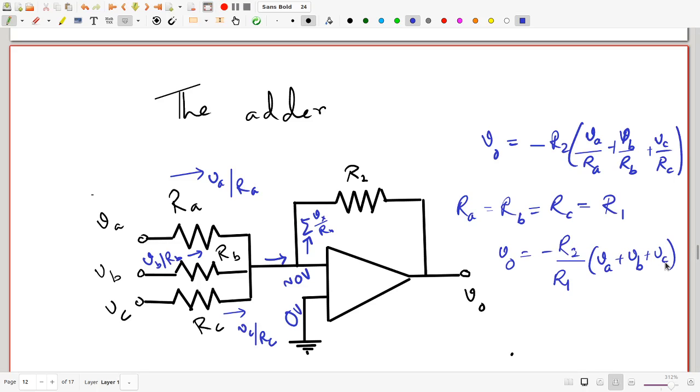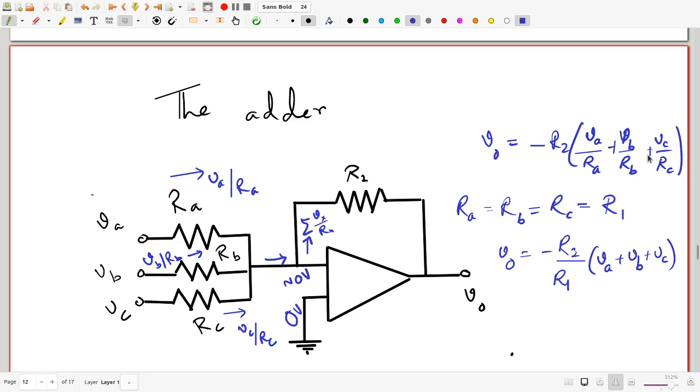So as you can see here, the output is going to be proportional to the sum of the inputs, which is why it's called the adder. You can of course choose R2 by R1 accordingly. It's of course an inverting adder. The output is proportional to the negative of the sum of the inputs. As you can see, you can make something more versatile with this by choosing different values of RA, RB, RC. You can get different linear combinations. All you have to do is cleverly choose R2 by RA, R2 by RB and R2 by RC. The only catch of course is here all these coefficients have to be positive. Negative coefficients cannot be achieved by this circuit.